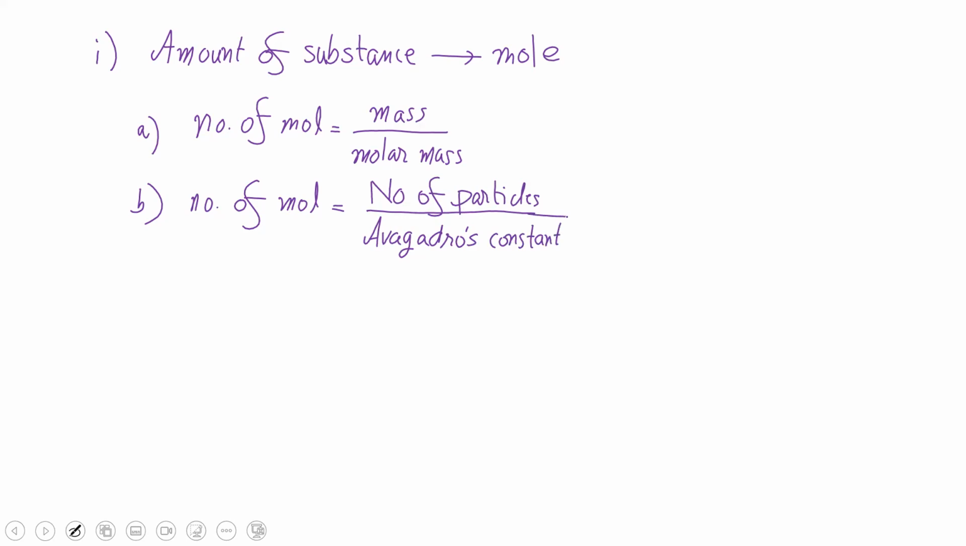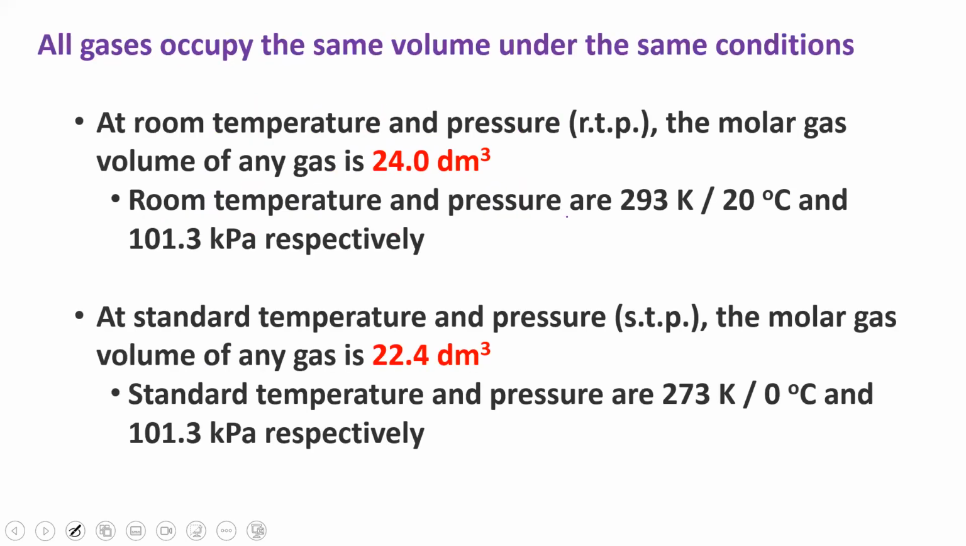You have to copy this. Yeah, done. Copied. Number of mole is equal to number of particles upon Avogadro constant. So we can use that. All gases occupy the same volume under the same conditions. It's a very important concept in chemistry.